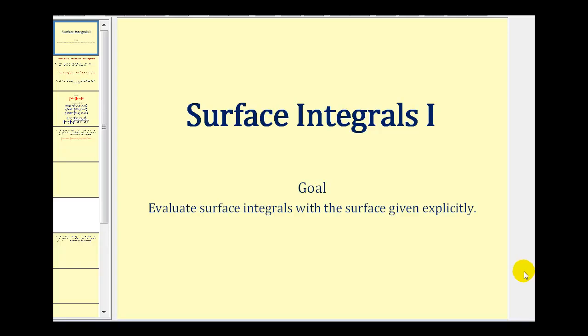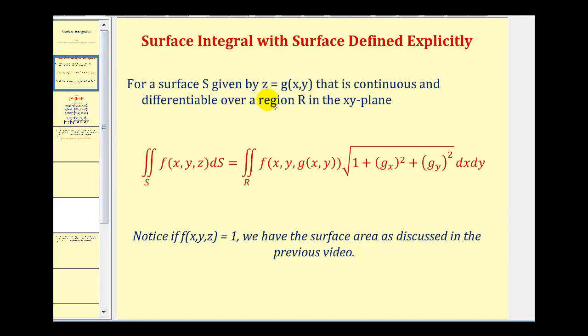Welcome to the first video on surface integrals where the surface is given explicitly. For a surface S given by z equals g of x, y that is continuous and differentiable over the region R on the xy plane, we can evaluate this double integral of f of x, y, z integrated over the surface S as the double integral as we see here over the region R in the xy plane.